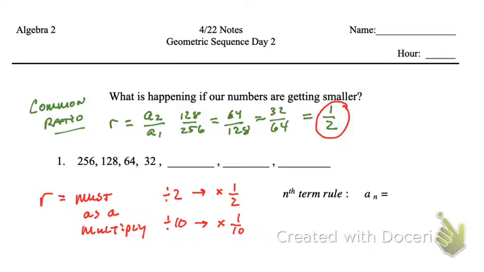But we would just continue this same pattern. We're dividing by 2, so we can divide by 2, we get 16. Divide by 2, we get 8. Divide by 2, we get 4. We can fill in those next 3 terms.